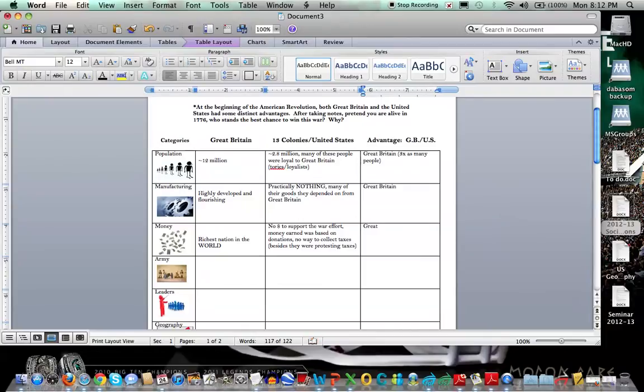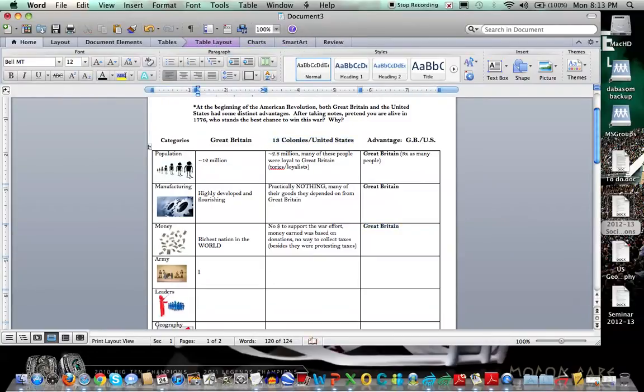Clearly, hopefully you figured out that the advantage with money is with Great Britain. Most of you are probably starting to say, Mr. Bazem, how in the heck did we ever win this war when you can see all these advantages already from Great Britain? And I think one of those things that I really want you to understand is the United States is the underdog. Without question, we are the underdog in this war.